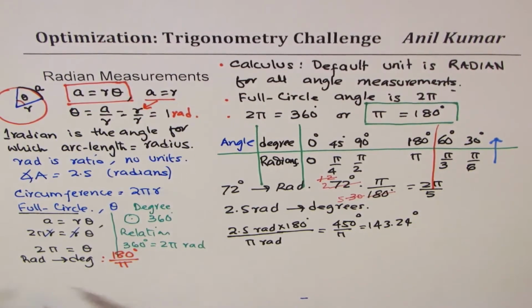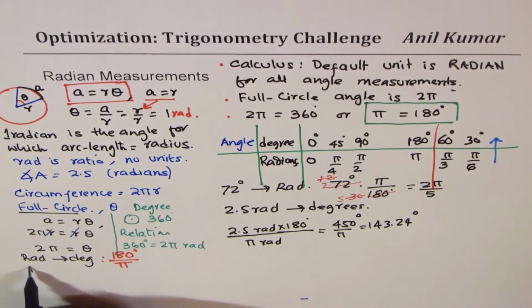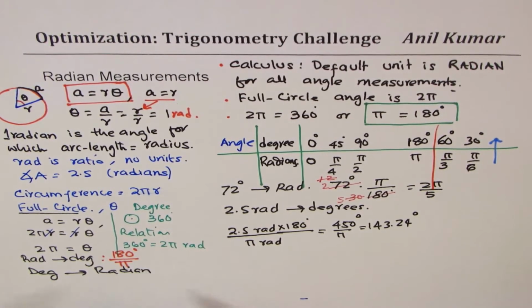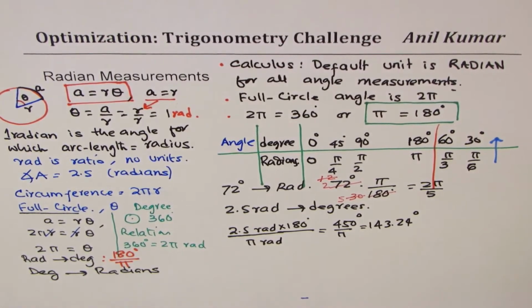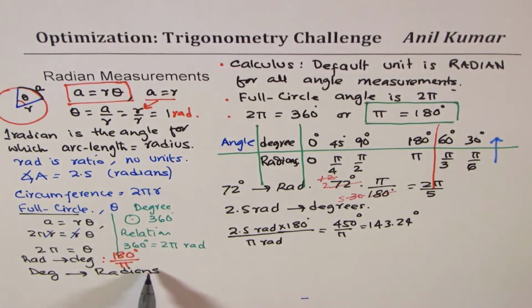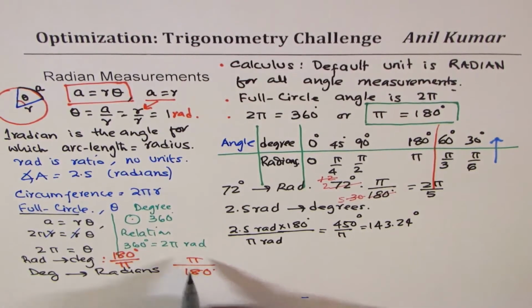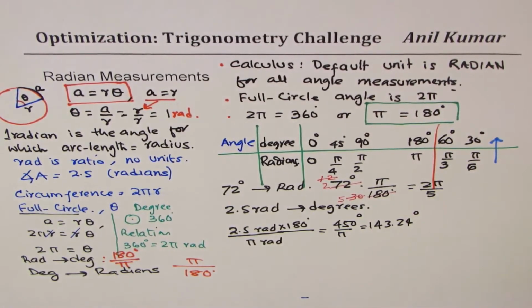But in case you want to convert degrees to radians, in that case, what is the factor? If you have to convert degrees to radians, you want radians on the top, so it should be pi over 180 degrees. Does that make sense to you? So that becomes the conversion factor for you. Perfect. So this is the conversion factor which you should remember.